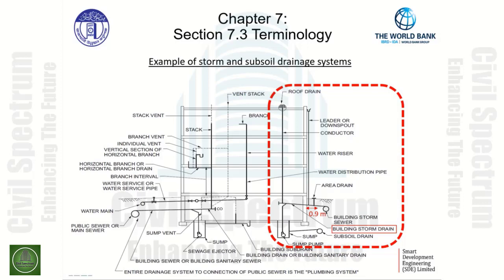The building storm drain extends 0.9 meter outside of the building. Once it connects to the next pipe, titled Building Storm Sewer, it is conveyed accordingly off-site or to a rainwater catchment system. Below the building storm drain is a subsoil drainage system.